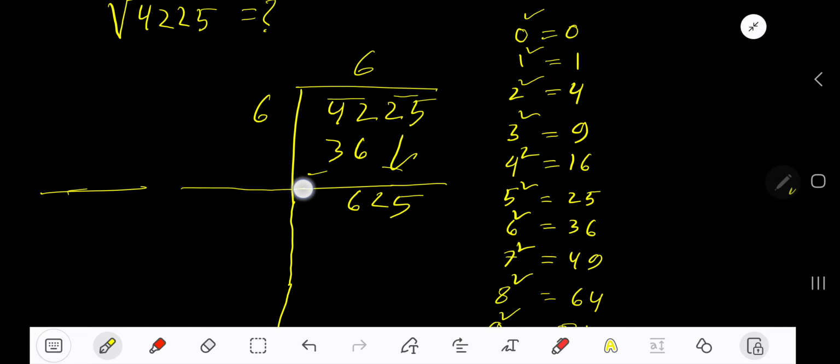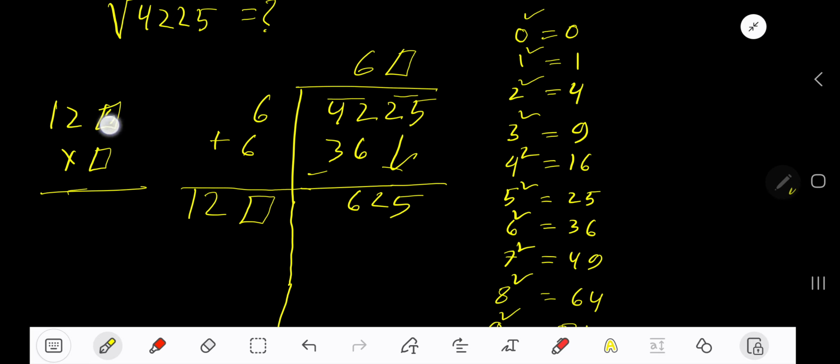Okay. Since you have placed 6 in the quotient, the same digit will come under the divisor and you need to add 6 plus 6, 12. Now you have to consider a number here and check. Multiply this time. If you take 5, the same digit will come here. 5 times this. 5 times 5, 25. Write 5, carry 2 to the next column.